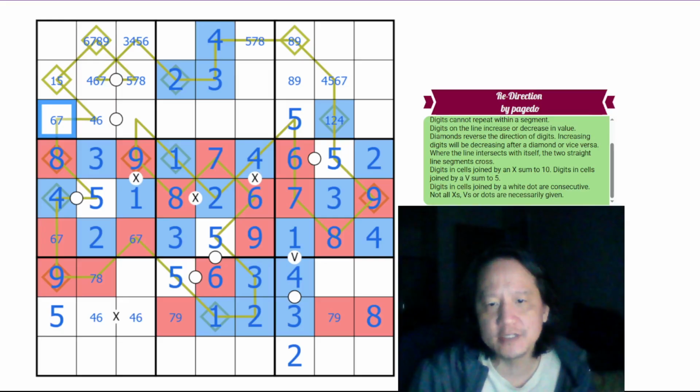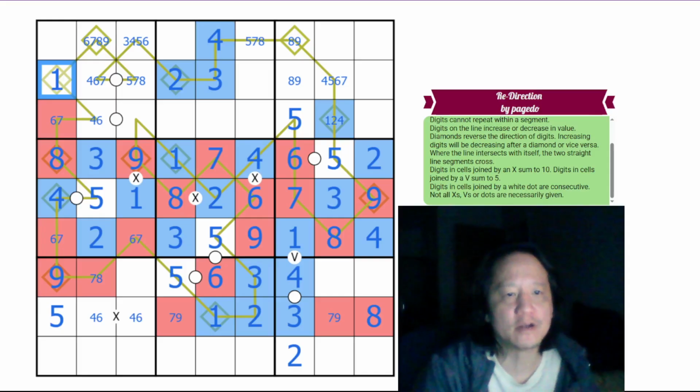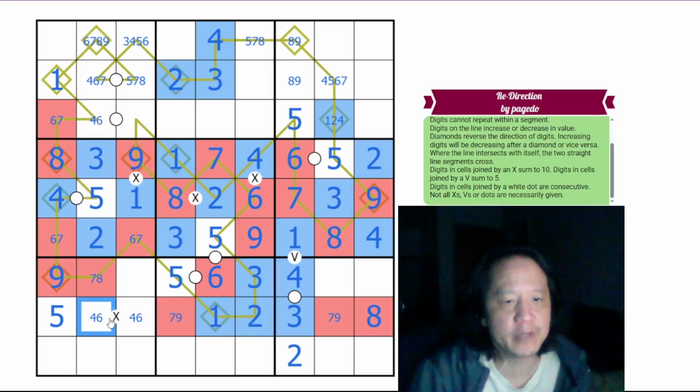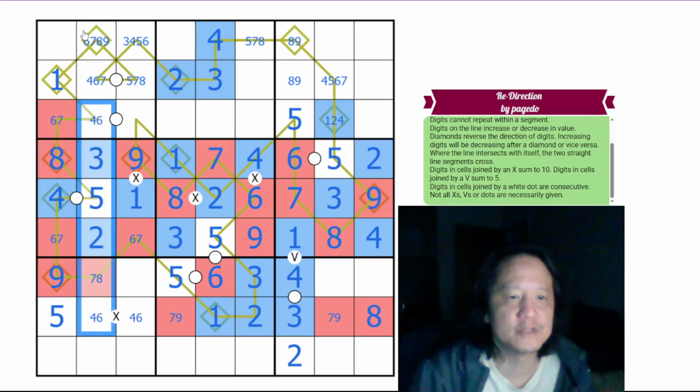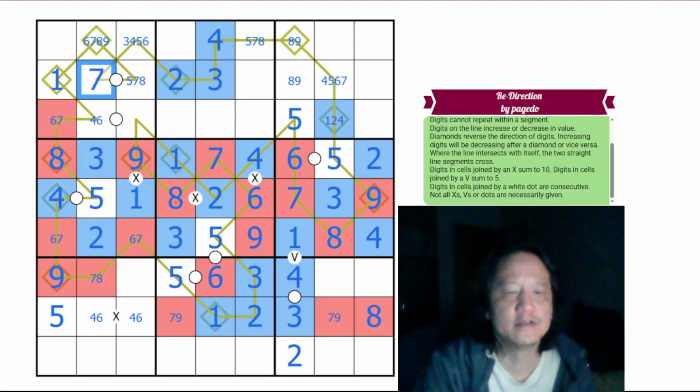So this is guaranteed to be 6 or 7. This can't be 2 or 3, so this is 1, 4, or 5, but it cannot be 4 because of 4 in the column, and this can't be 5, so this has to be 1 here. So this is 1. This can't be 2 or 3 because of 2 or 3 in the column. We have a 4, 6 pair in column 2, which eliminates 4 and 6 in the rest of the column. So this can't be 4 or 6, it's 7.